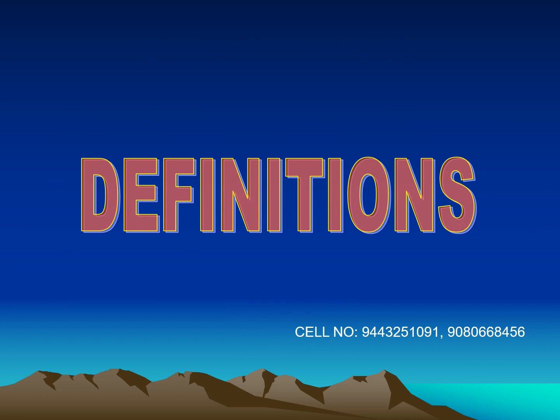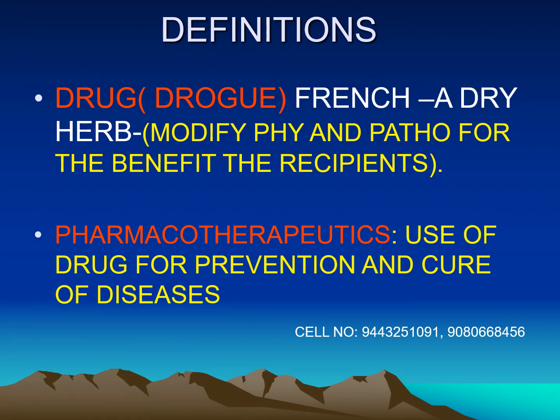Then there are certain definitions that undergraduates in pharmacology must know. A drug: the word drug is a French word which basically means a dry herb. A drug is a substance that modifies physiological and pathological processes for the benefit of the recipient.